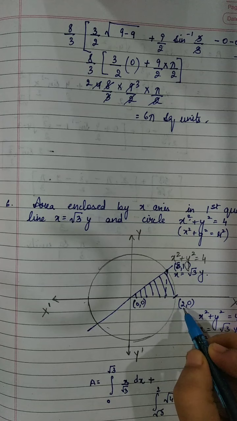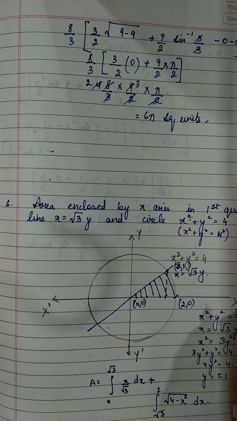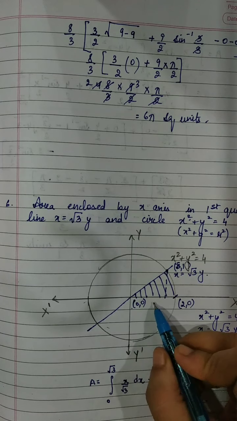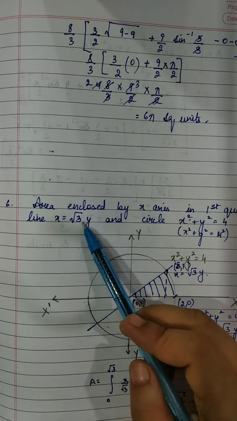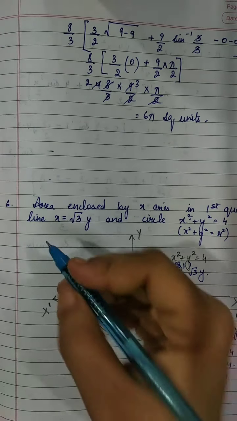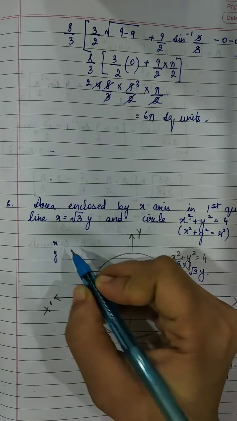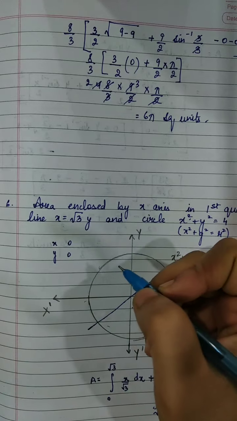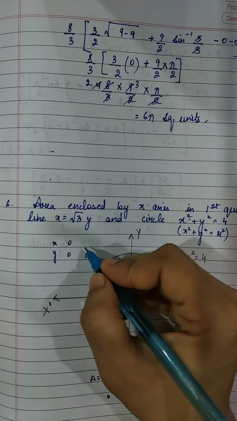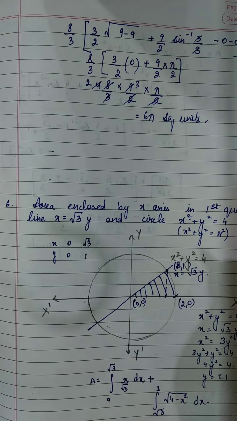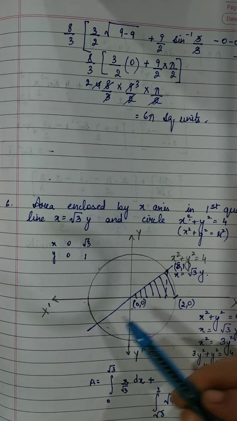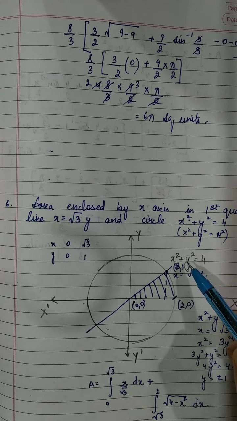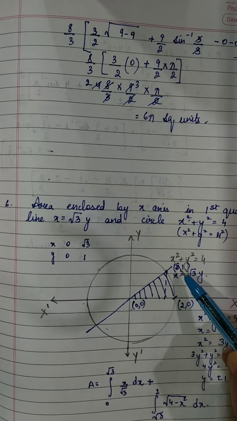So obviously these coordinates would be 2 comma 0 if I consider the first quadrant. So it will be 2 comma 0, and this will be 0 comma 0. Now x is equal to root 3 y. If I draw a table for x and y, remember, when x is 0, y is also 0, right? And if y is 1, x is root 3. So obviously this will be a line passing through the origin. Okay, so it will be somewhat like this.